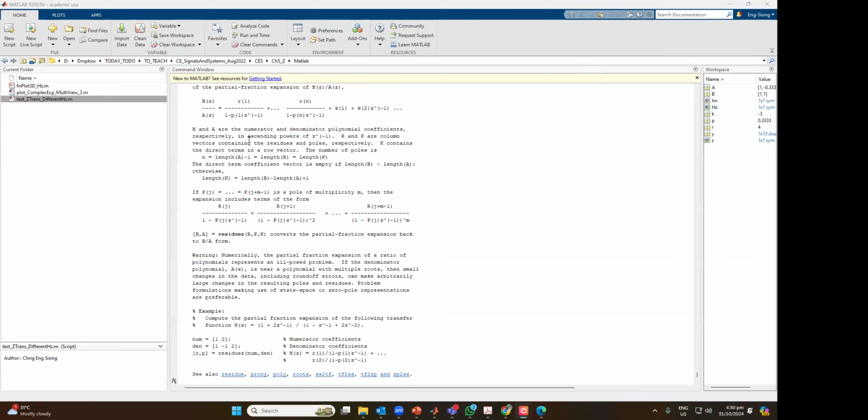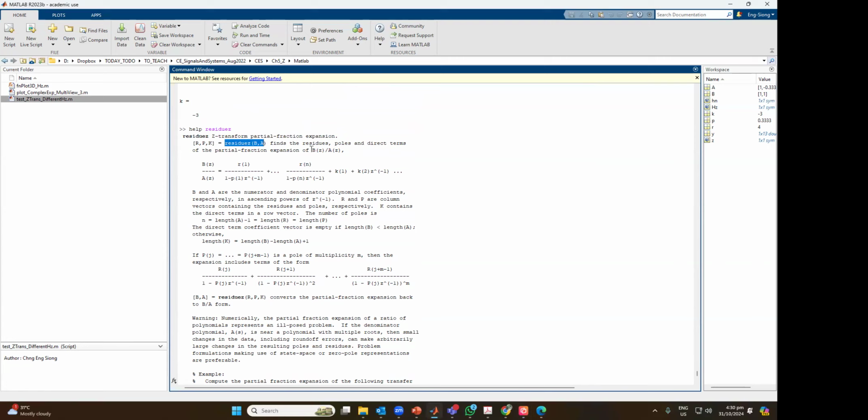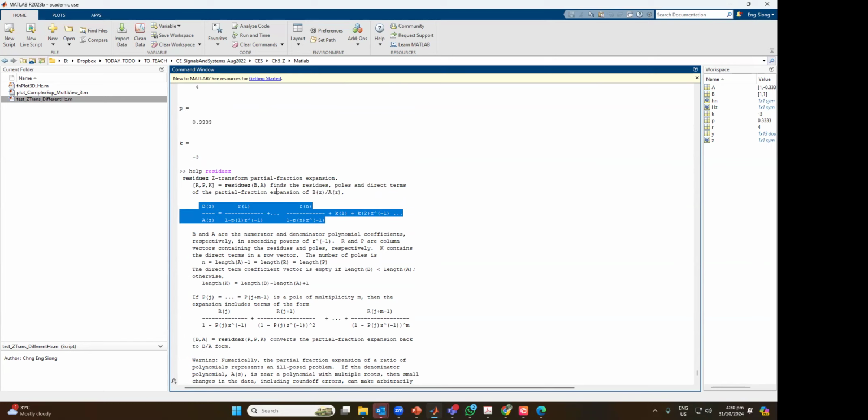All right, let's see. First, residuez of B and A, which represent the H of Z. R, P, K are vectors, and what the vectors come out as is this. B over A is equal to R1, the first element of R, divided by 1 minus the first element of P times Z^-1. So we are always living in negative powers of Z. Plus the next one divided by 1 minus Pn times Z^-1, and so on.